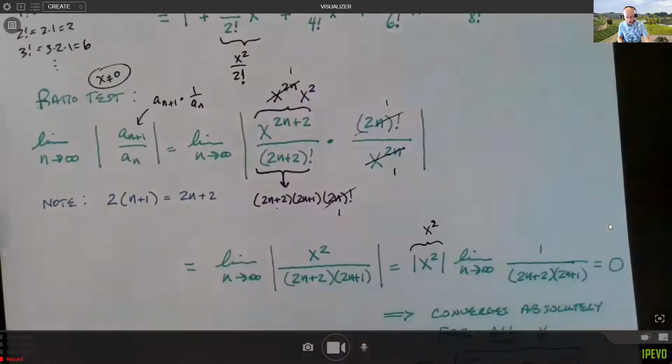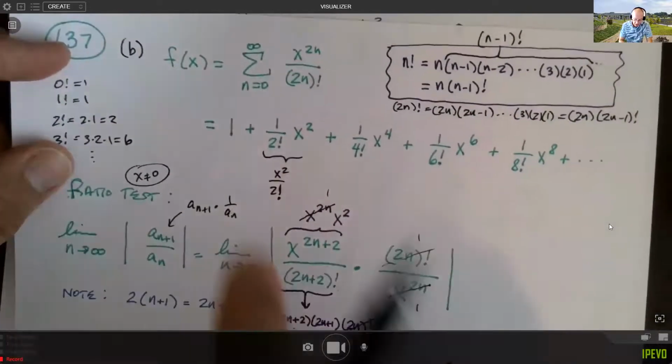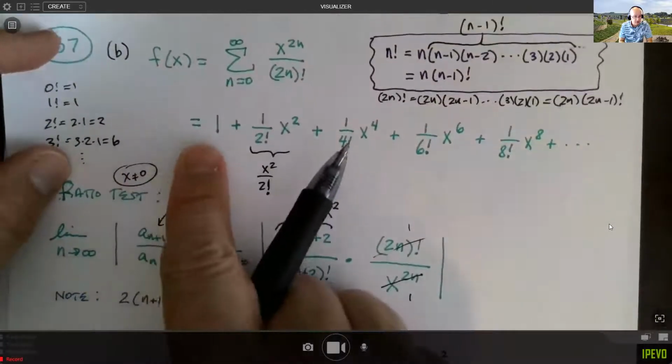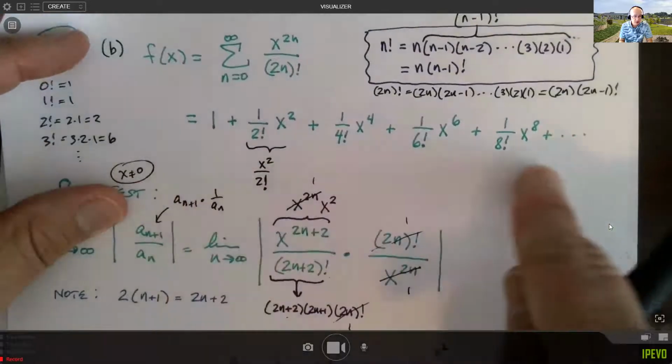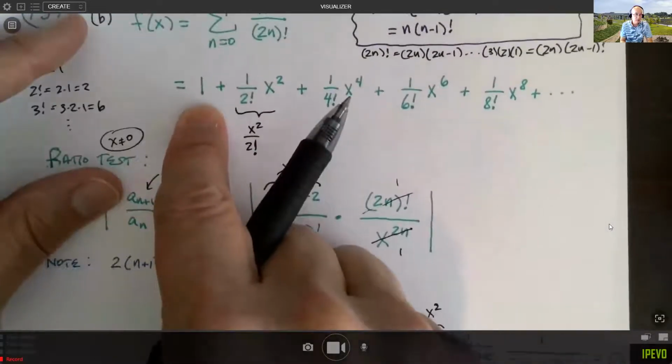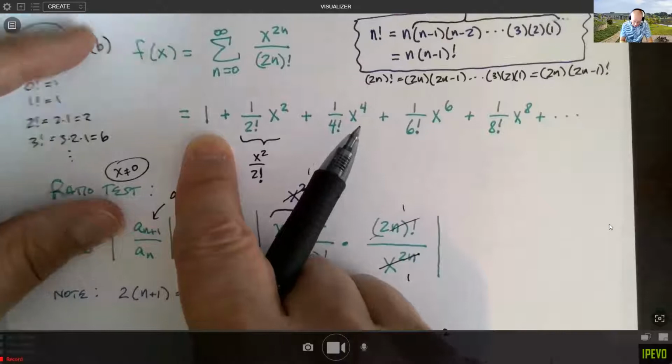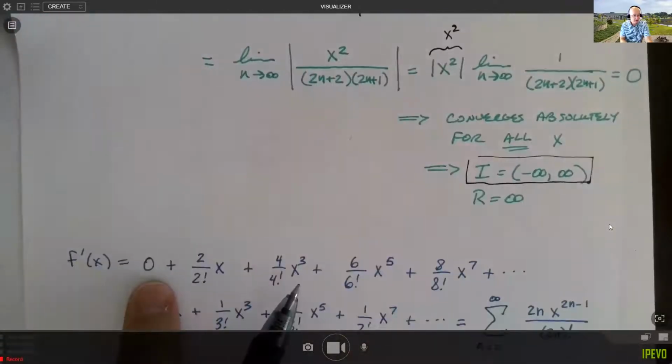Okay, so that's really good. It's convergent for all values of x. Now let's go back and find the derivative f prime of x. So first of all, term by term, all we do is take the derivative of each one. What's the derivative of 1? The derivative of any constant is 0. So I've got 0 down here.